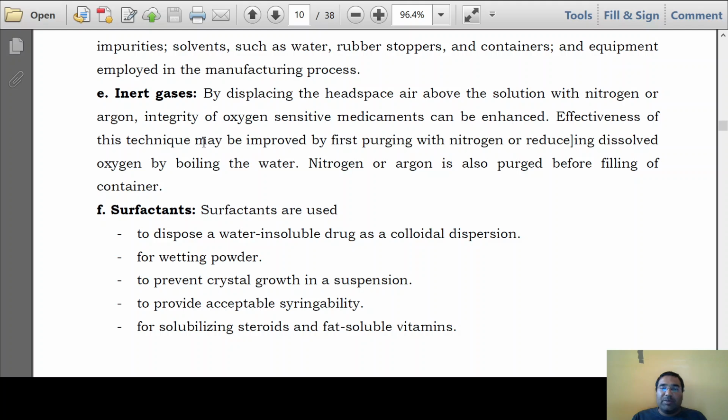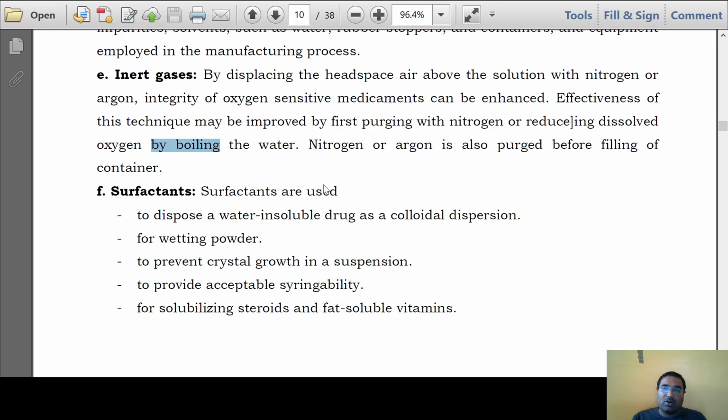Effectiveness of this technique may be improved by first purging with nitrogen or reducing dissolved oxygen by boiling the water. You may use nitrogen or you may boil the water. Boiling of the water may also cause a decrease in oxygen content. Nitrogen or argon is also purged before filling of the container. Empty containers can also be purged with nitrogen or argon.